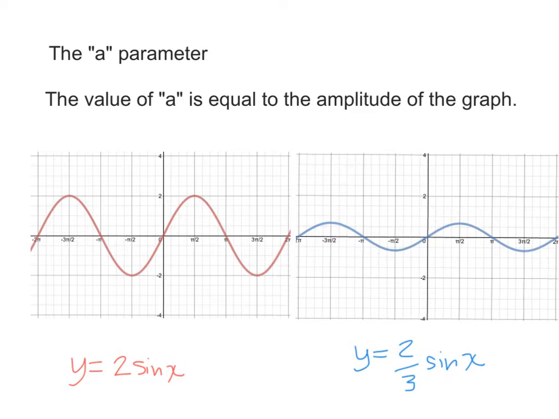And then the second one there is y equals 2/3 sine x. That's the blue one. And you can see that the amplitude is 2/3. From 0 up to the top is 2/3 of a unit. So rather than talking about a vertical stretch factor, we're just going to talk about amplitude.